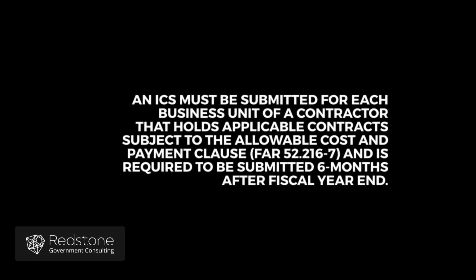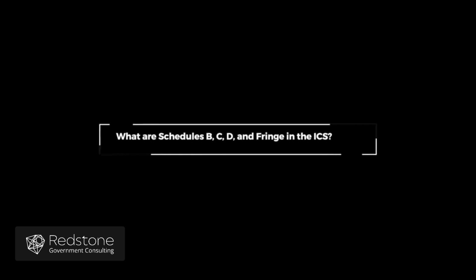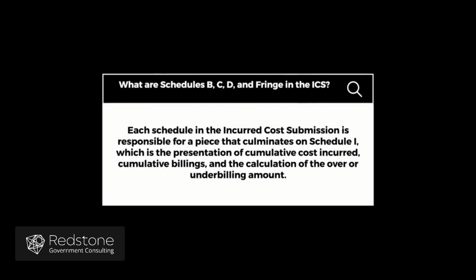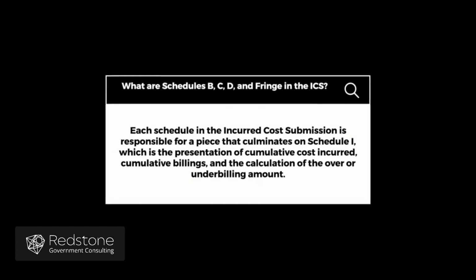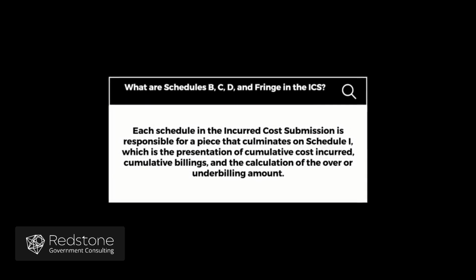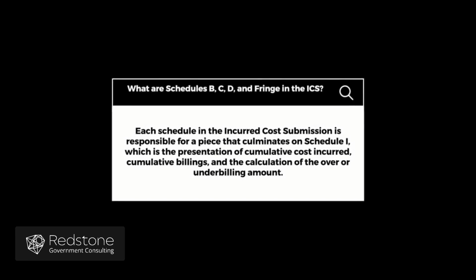Within the incurred cost submission, there are many worksheets or tabs in an Excel workbook that are referred to as schedules. Previously, we've discussed the importance of schedules I and K. Each schedule in the incurred cost submission is responsible for a piece that culminates on Schedule I, which is the presentation of cumulative costs incurred, cumulative billings, and the calculation of the over or under billing amount.